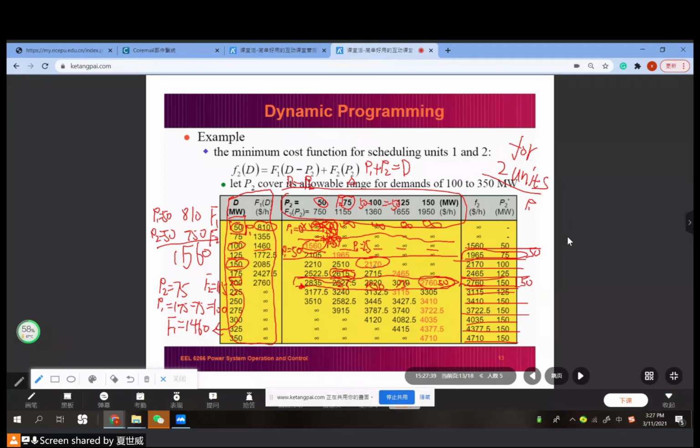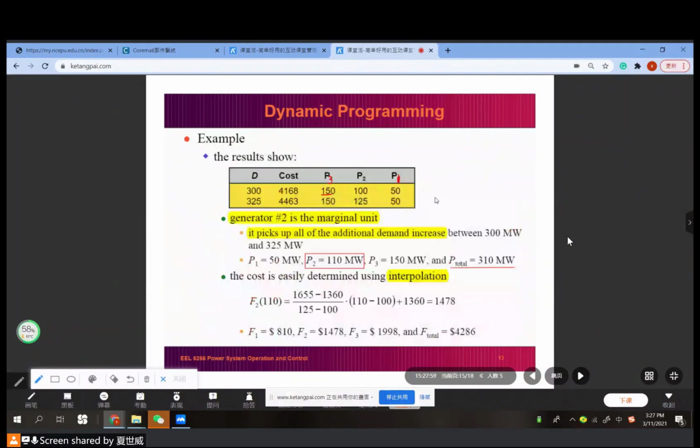Then you can look up the table, found P2 equals 100. Of course, P1 will be 50. Yes. Because total load is 150 minus P2 equals 100. So the left is 50 for P1. Okay. So for 300 total load by 3 generators, you fix P3 as this, and P2 100 and P1 50.